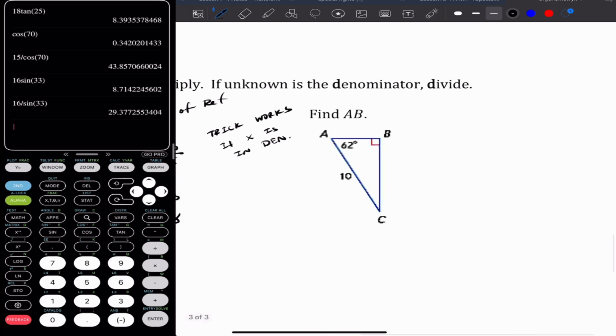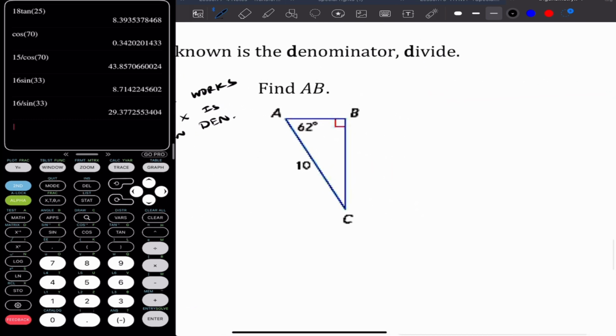Okay, next problem. We need to find AB. AB is our given information. Let AB be x. So this is x. Now, find your angle of reference. This is my angle of reference. This is the opposite side. This is the hypotenuse. This is adjacent.